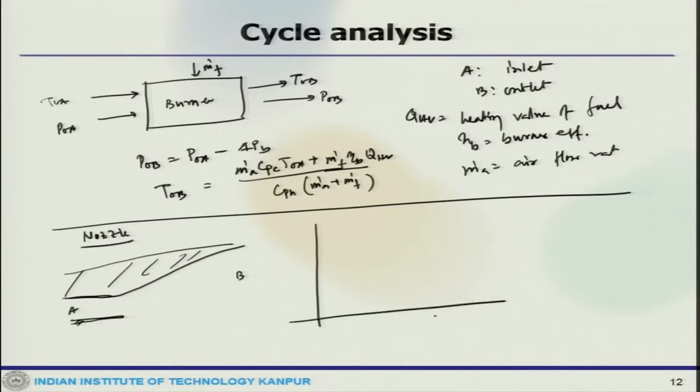So the TS diagram for the nozzle module would be A to B. So this is B, this is BS, this is OA, and we get OB, and this portion is VB square by 2CP.